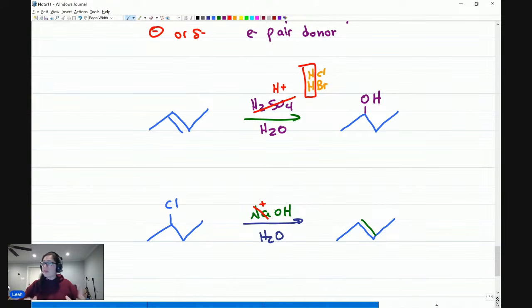You see something that you don't know what to do with, but it's got that H. That H is a proton donor. If this is a molecule that could react with a proton, that is another form of the acid catalyzed reaction.